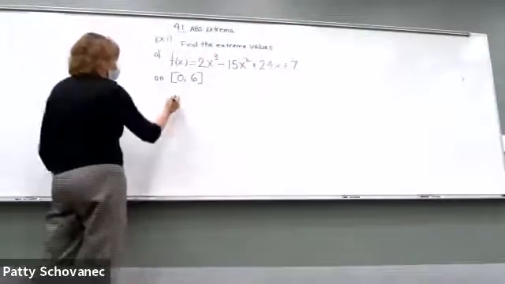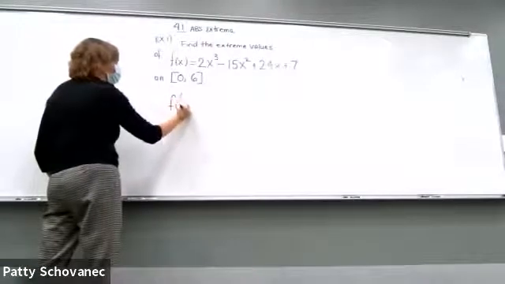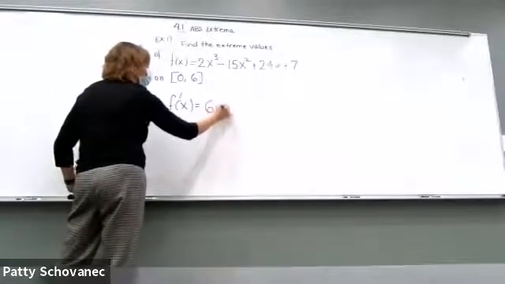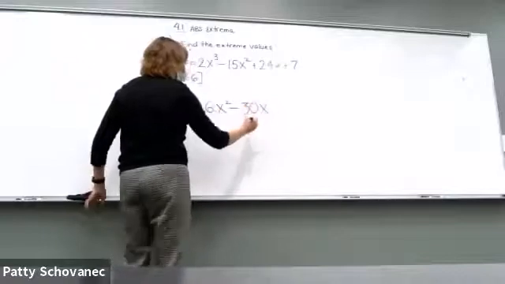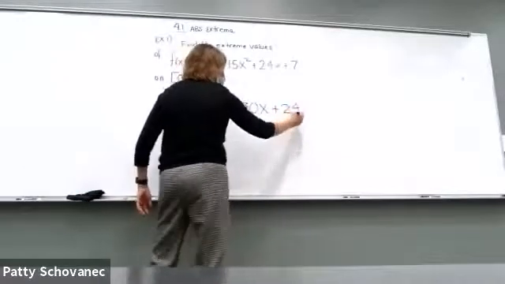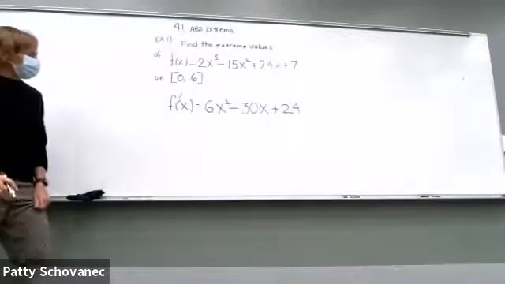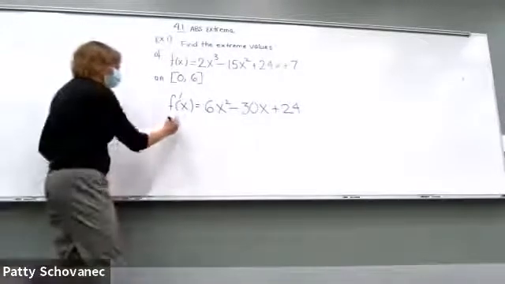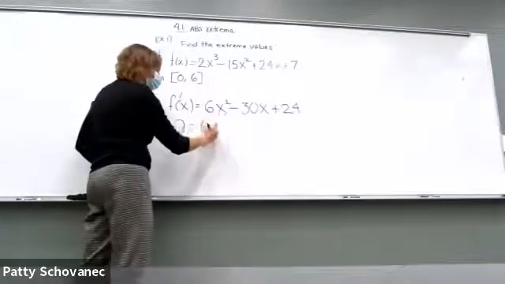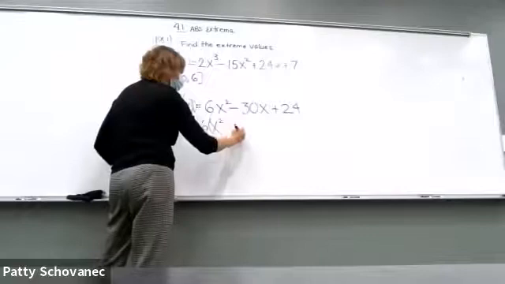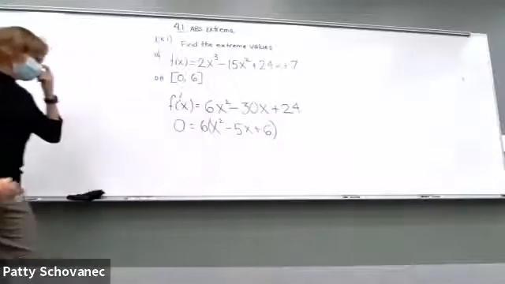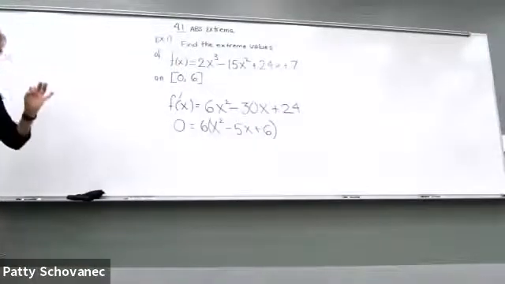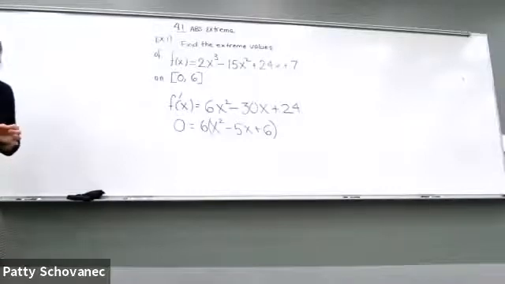All right, let me see if I agree with you. My derivative is 6x squared minus 30x plus 24. So if that equals 0, and as I do that, I'm going to pull out a 6. So I have an x squared minus 5x plus 6. We need factors of 6 with the same sign that add to -5. So I'm going to vote for 2 and 3.